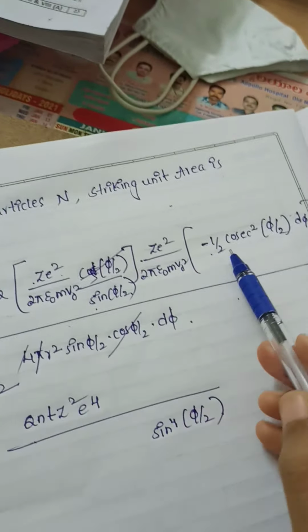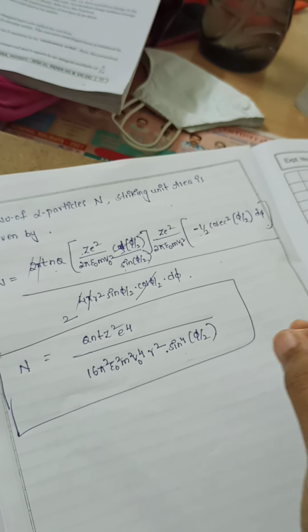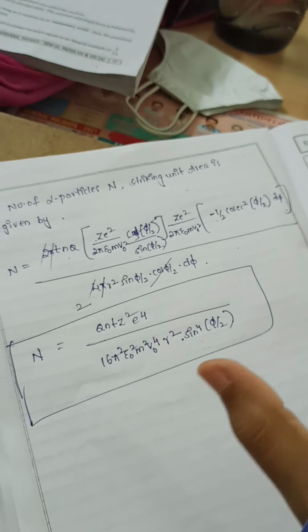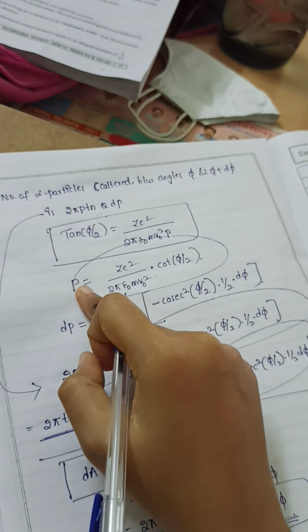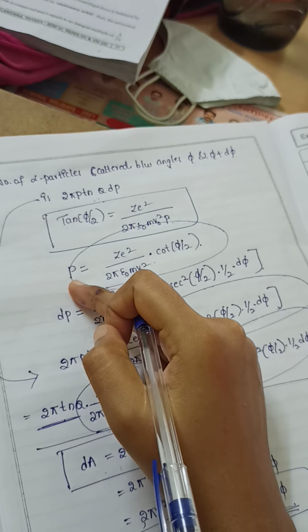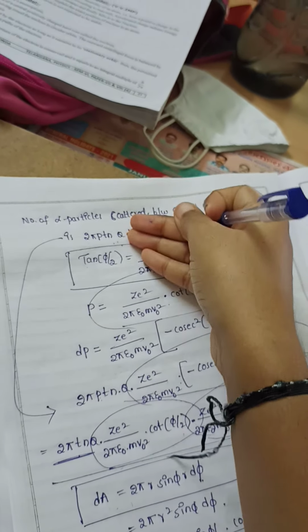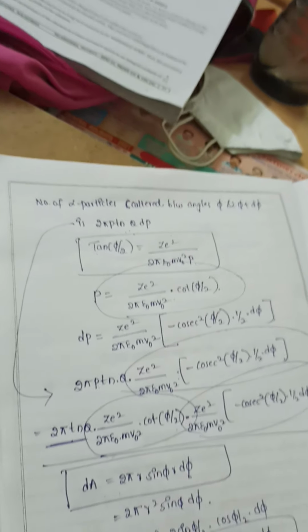This is finally the Rutherford scattering formula. No need to worry about how to remember this bigger equation. Simply write everything one by one and you will get it. You have to remember tan pi by 2 first. From tan pi by 2 you will get the value of p, and after differentiating p you will get dp. Just substitute the values of p and dp in this equation, and you will get this bigger equation. This is about the Rutherford scattering formula.